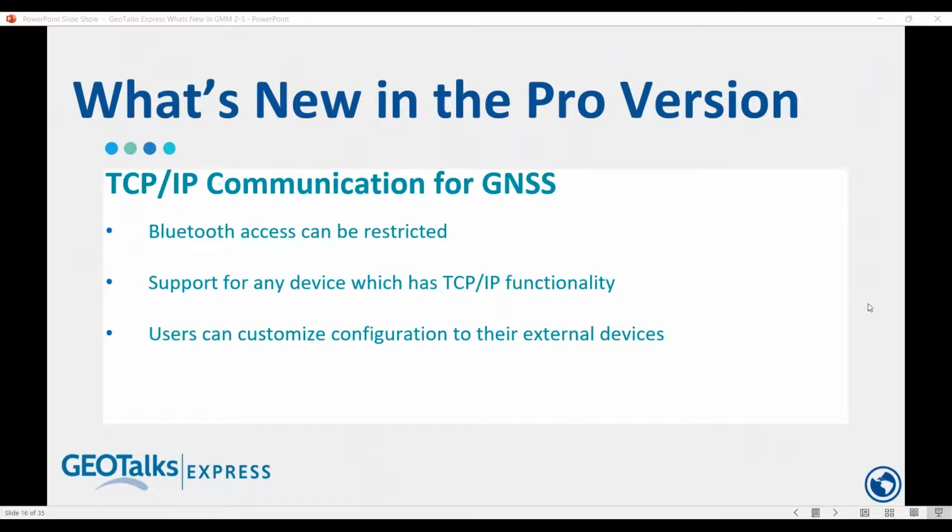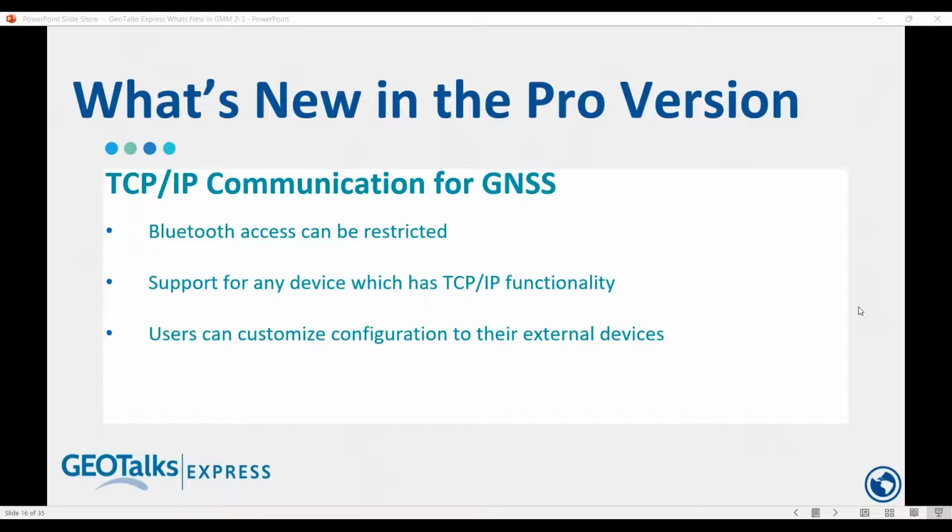That being said, given that Bluetooth had been a bit of a hurdle and many vendors weren't supporting it, we decided to look into what's called TCP/IP communications. So where Bluetooth access can be restricted, this is much more open access. So technically, any device that you have that supports this communication protocol can be connected to in Global Mapper Mobile.